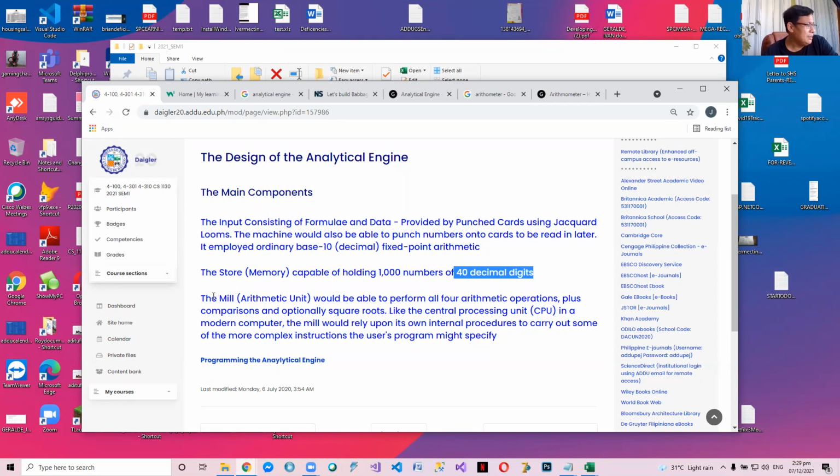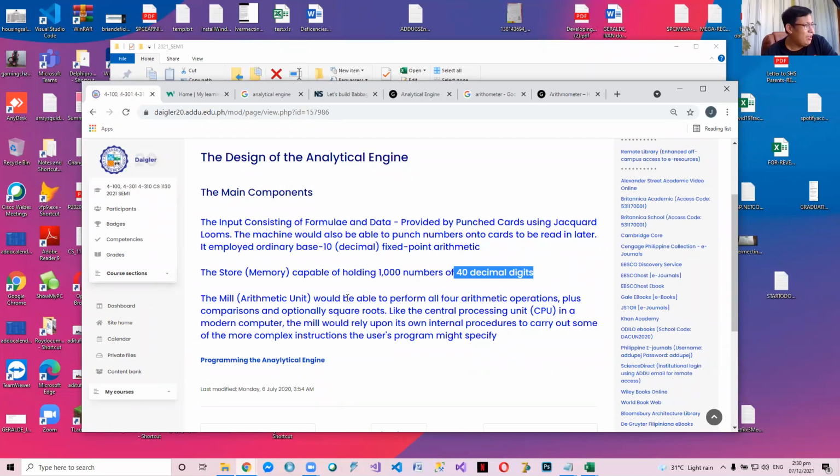The second component is called the mill, which would be able to perform all four arithmetic operations, plus comparisons, and even square roots. Now the mill nowadays is called the arithmetic unit, and together with the mill and the memory, you will have the central processing unit. Do you follow? The mill and the memory make up the central processing unit in a modern computer. Okay?